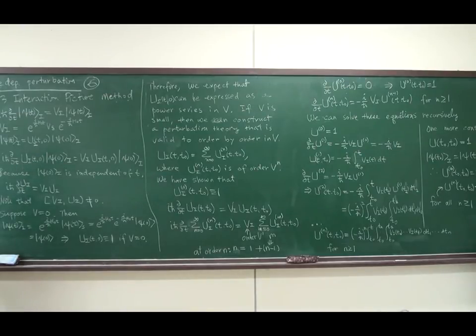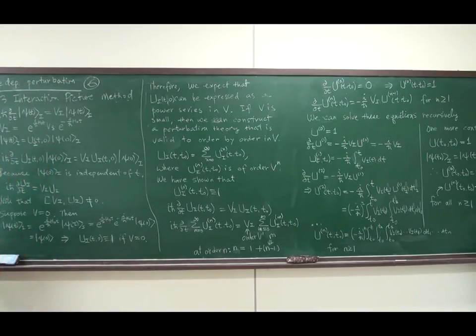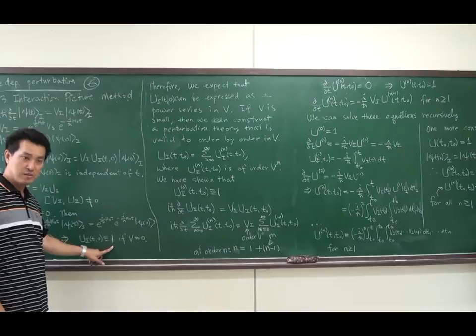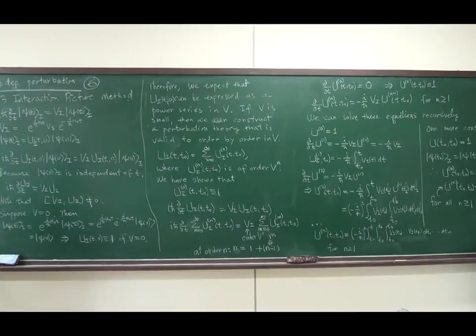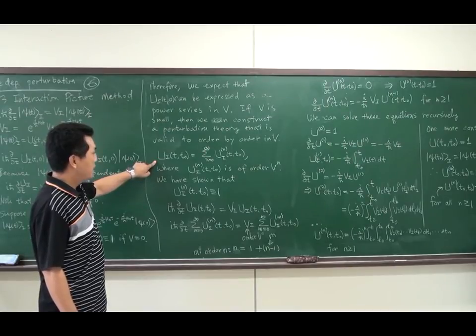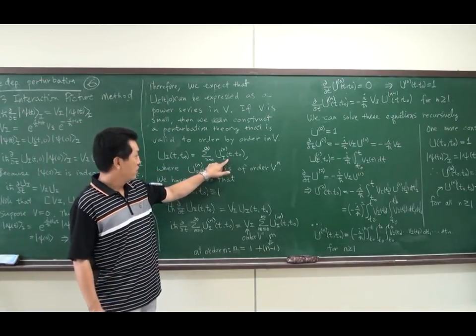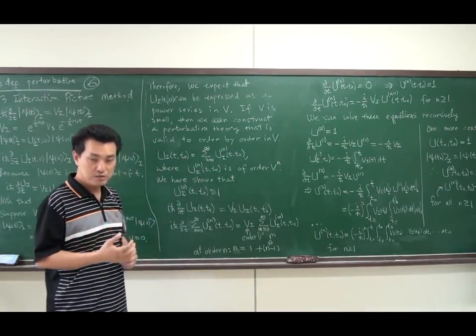This shows that Ui can be expressed as an expansion in powers of V, and the leading order contribution is just 1, and the next orders are V, V squared, and so on. If V is a very small number, then we can make a power series expansion, and we are allowed to construct a perturbation theory order by order. I can rewrite this Ui in a power series of V, where the superscript means the power, that is, the order V to the nth power.